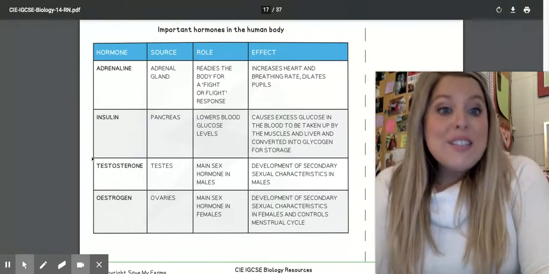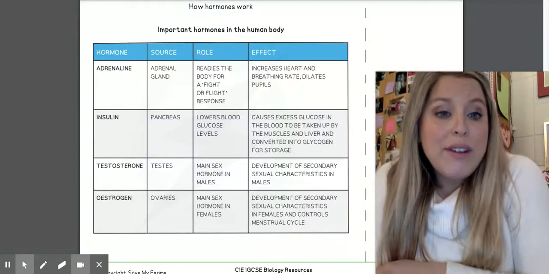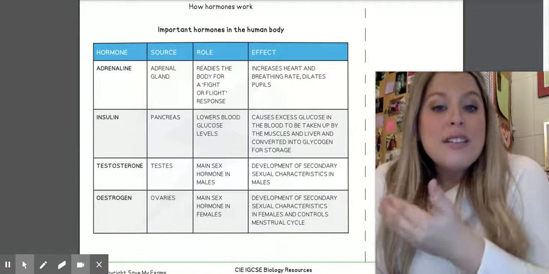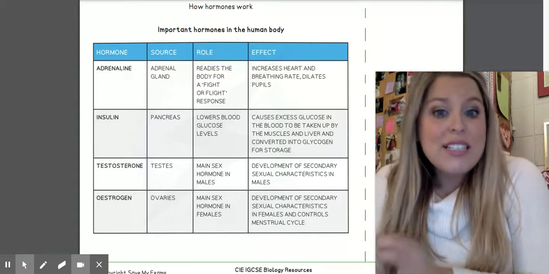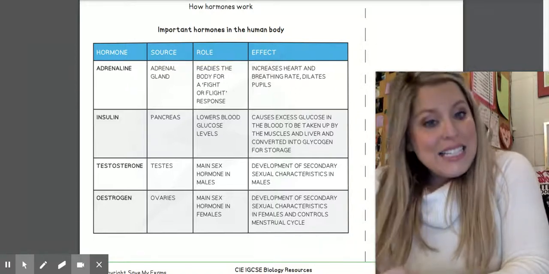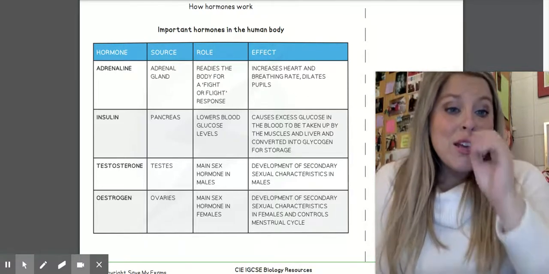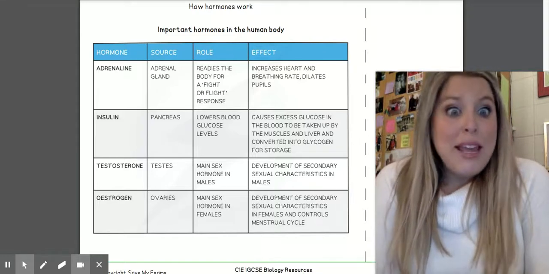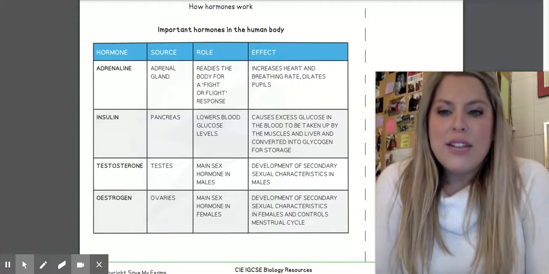Insulin. Insulin's another one that we're going to circle back to, like I said earlier, in looking at how the body regulates our blood glucose level. Created in the pancreas, it causes excessive glucose in the blood to be taken up by the muscles and liver. And then at the liver, it's converted into glycogen for storage, which is incredibly important. This insulin, which we'll talk about a little bit later, is what type 1 diabetics struggle to create. And then if you're a type 2 diabetic as well, which can be managed, but type 1 is something you're born with. So we'll discuss that in the next couple sections.